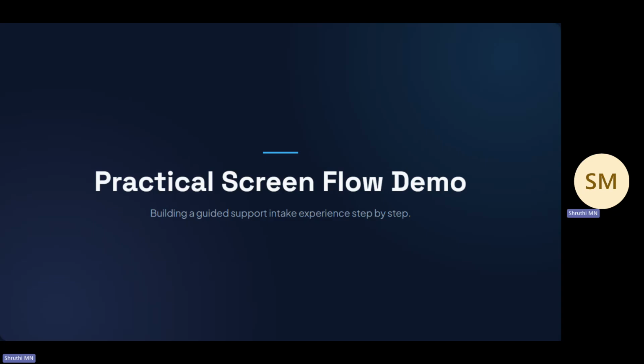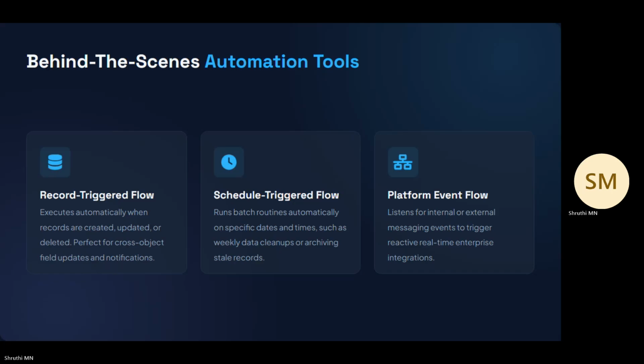Now let's move to the second category, automation that happens behind the scenes. This is where Salesforce can react automatically without requiring a user to complete a form. The first one is record-triggered flow. The second is schedule-triggered flow. And the third is platform event-triggered flow. The easiest way to understand these is to focus on trigger: record, time, event. Let's look at each one.